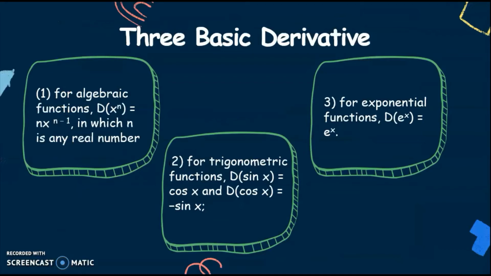Okay, these are the three basic derivatives. First is for algebraic functions, which is d/dx of x^n equal to nx^(n-1), in which n is any real number. Second, for trigonometric functions, which is d(sin x) equal to cos x and d(cos x) equal to negative sin x. And third is for exponential functions, which is d(e^x) equal to e^x.